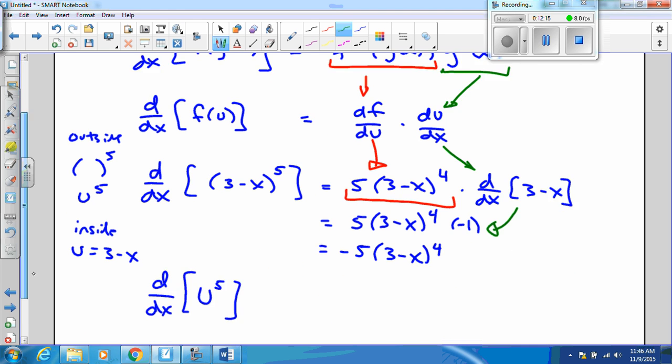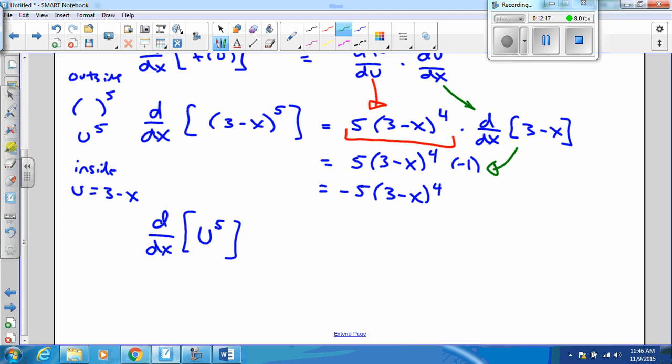So if I were to come back and do it with substituting u for 3 minus x, then it would look like this. The derivative with respect to x of u to the 5th should be equal to the derivative with respect to u of u to the 5th times du dx. There's our conversion factor concept. And the derivative with respect to u of u to the 5th is 5u to the 4th times du dx.